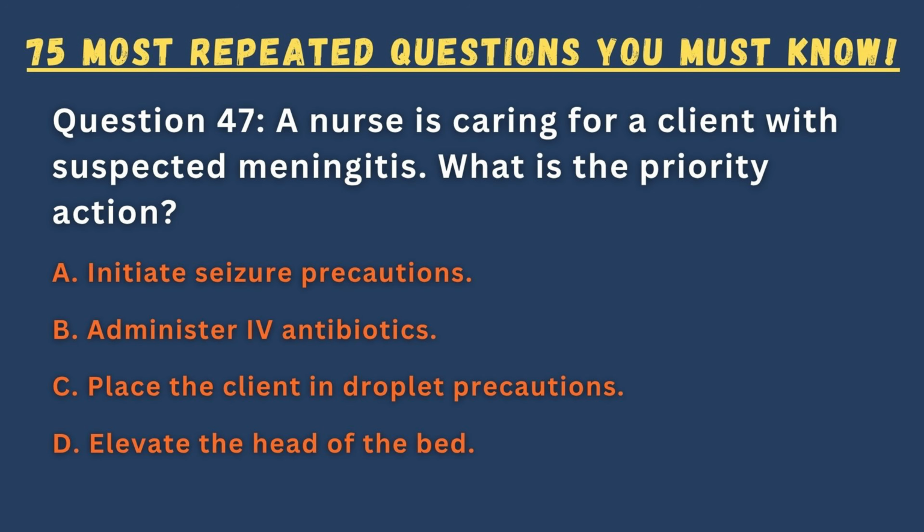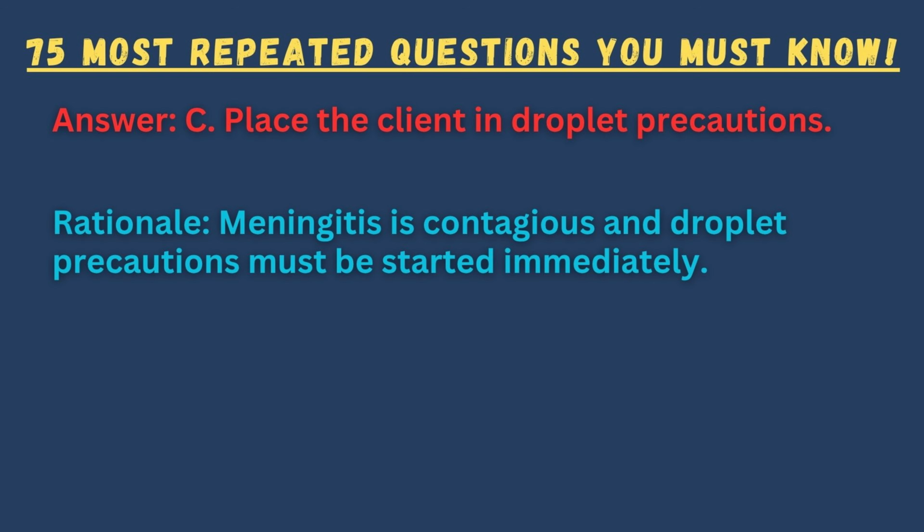Question 47. A nurse is caring for a client with suspected meningitis. What is the priority action? A. Initiate seizure precautions. B. Administer IV antibiotics. C. Place the client in droplet precautions. D. Elevate the head of the bed. Answer: C. Place the client in droplet precautions. Rationale: meningitis is contagious and droplet precautions must be started immediately.